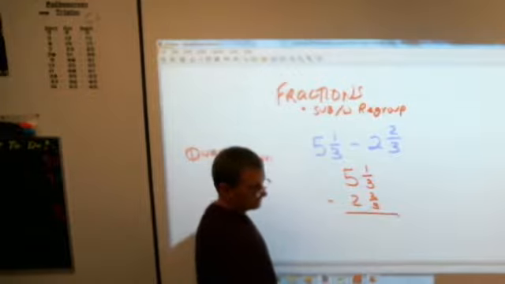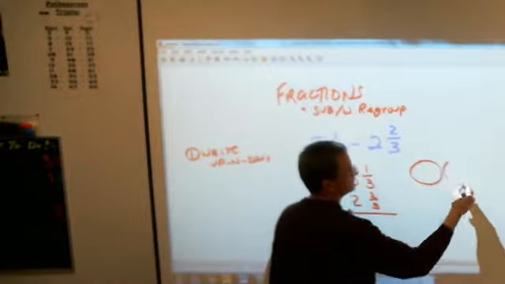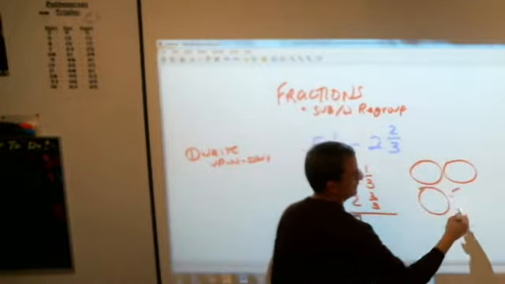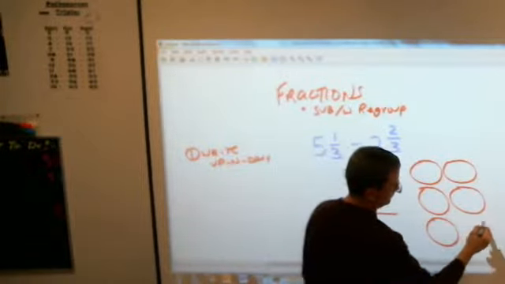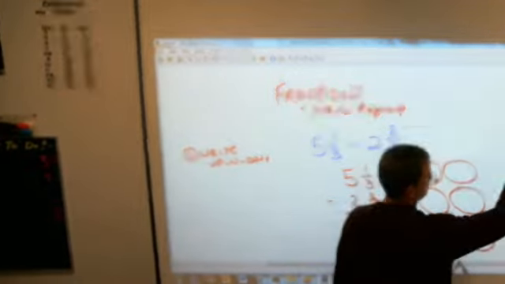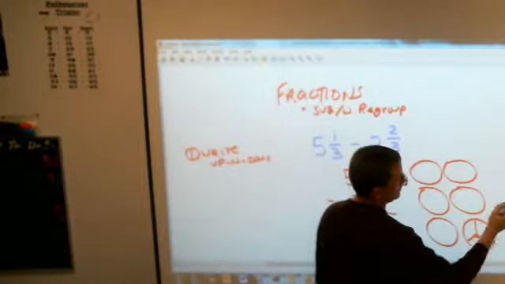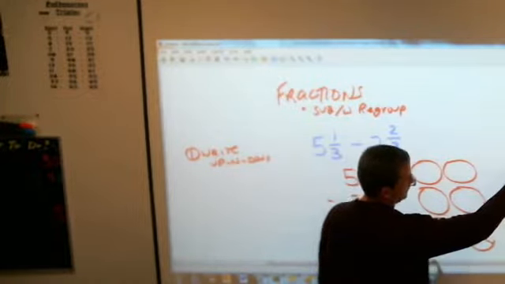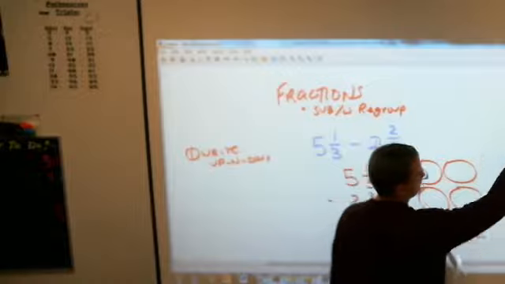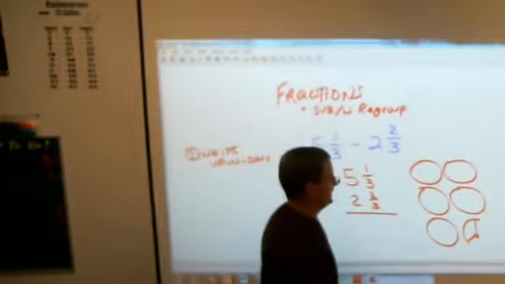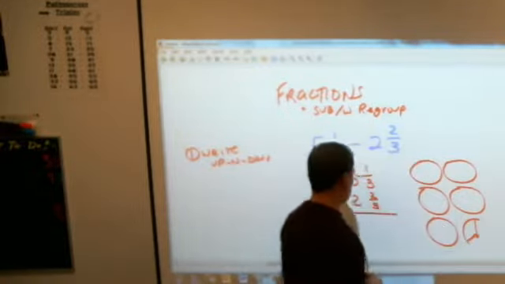We're going to have to do what? Borrow. But before we do that, let's do it out circle-wise. Let's look at the hard numbers here. I have 5 and 1/3 of a circle. There is 5 1/3, right? And what am I taking away? I'm taking away 2 2/3.